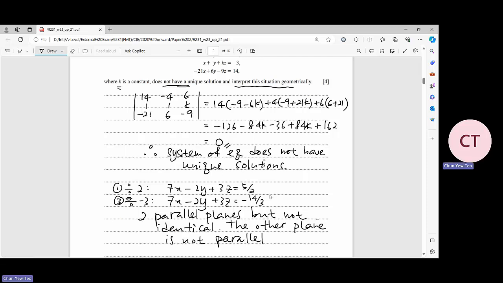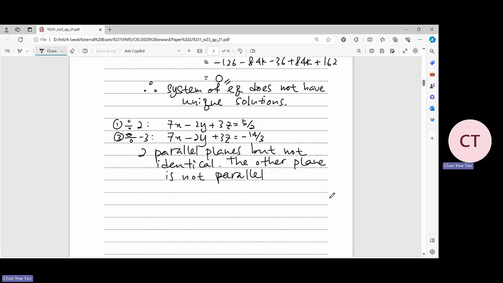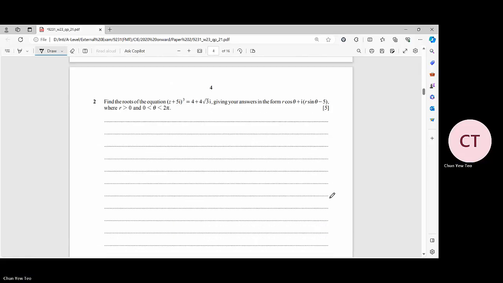So you have plane number 1 and plane number 3. They are parallel but not identical. But the second plane is not parallel to any one of them here. So this will be the answer for question number 1. And move on to question number 2.